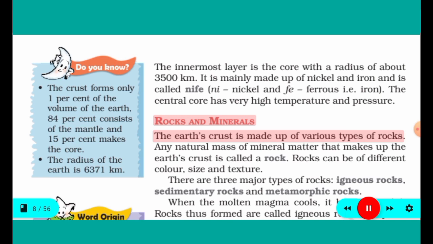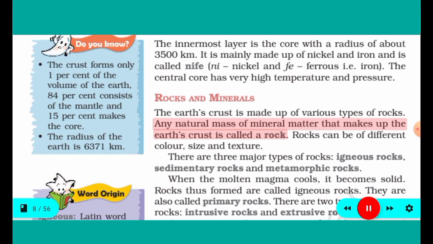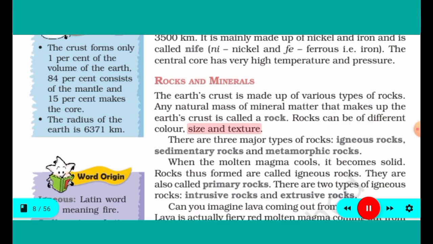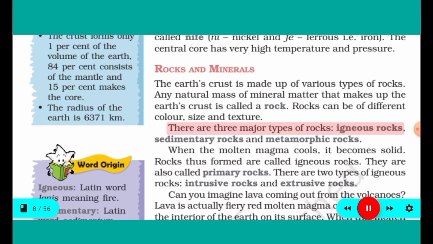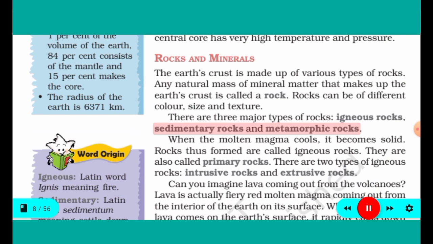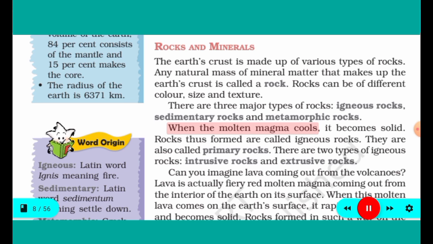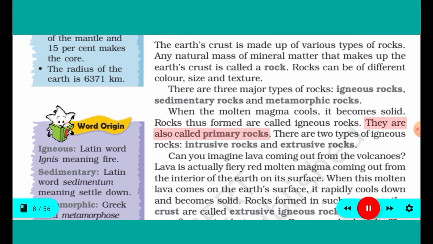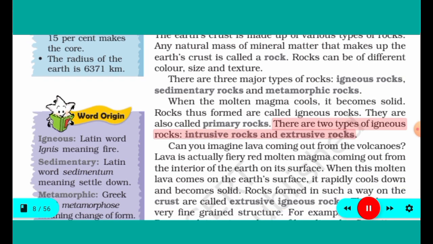Rocks and minerals. The Earth's crust is made up of various types of rocks. Any natural mass of mineral matter that makes up the Earth's crust is called a rock. Rocks can be of different color, size and texture. There are 3 major types of rocks: igneous rocks, sedimentary rocks and metamorphic rocks. When the molten magma cools, it becomes solid. Rocks thus formed are called igneous rocks. They are also called primary rocks. There are 2 types of igneous rocks: intrusive rocks and extrusive rocks.